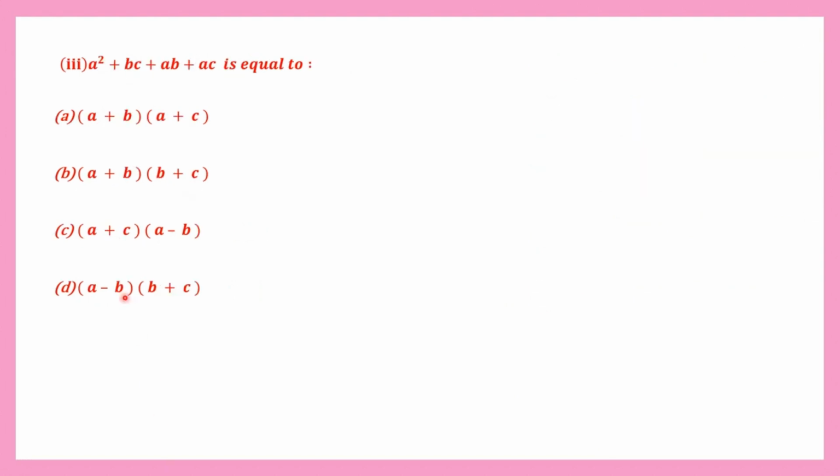Question 3. A square plus bc plus ab plus ac is equal to one of these. So let's first copy down the question. So a square plus bc plus ab plus ac. So what we're going to do is we're going to try and group them to make it a little convenient for us. So here I'm going to take a square and ab. Let's put them into one group. So that will be a square plus ab.